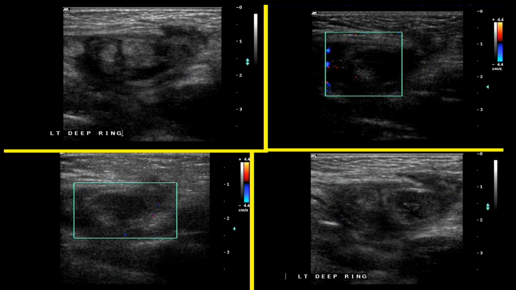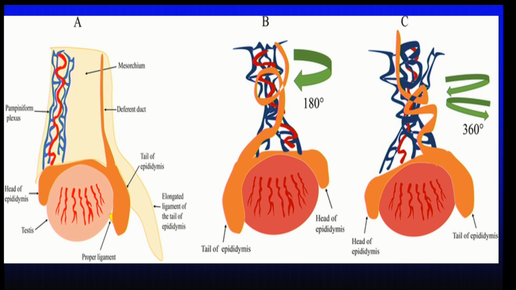So can torsions occur in an undescended testes? This case given by Mohit, we can see that this was a cryptorchid testes at the deep inguinal ring, inhomogeneous mass, no vascularity, and this was a torsion indeed. You can tell me when to stop because of the shortage of time.